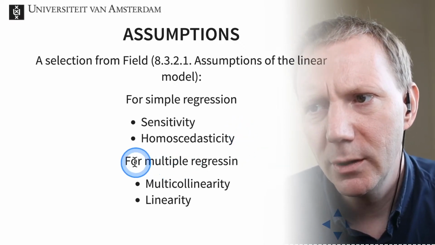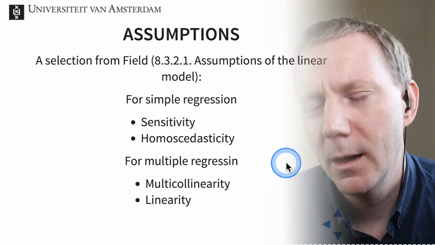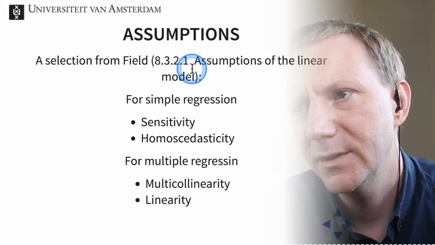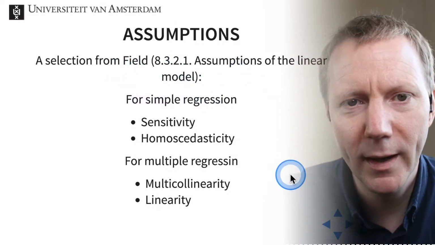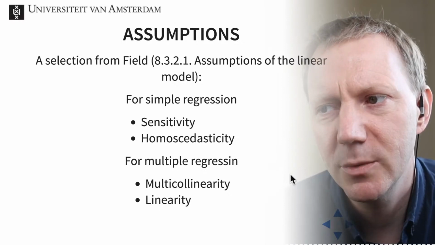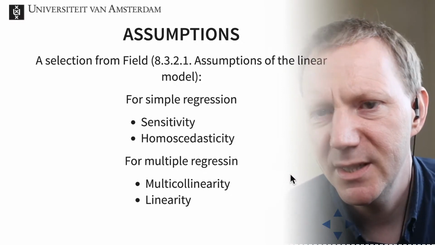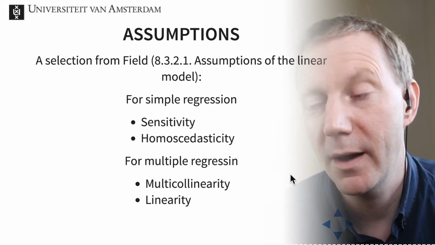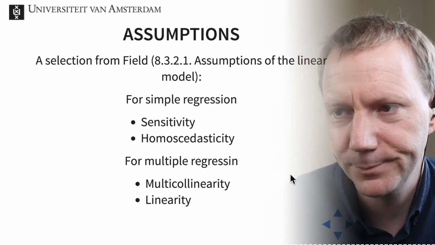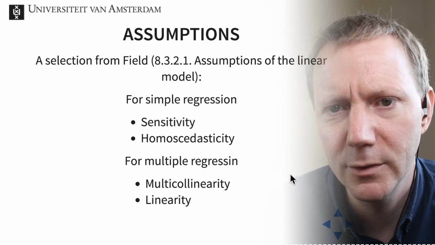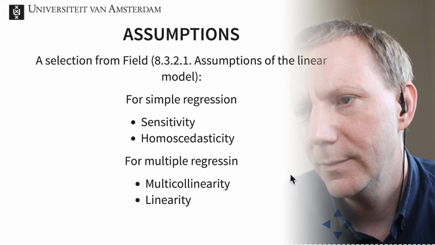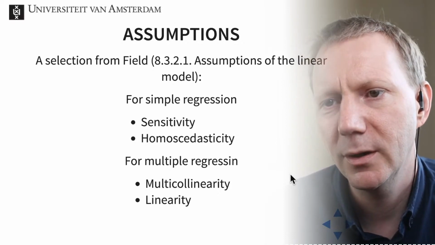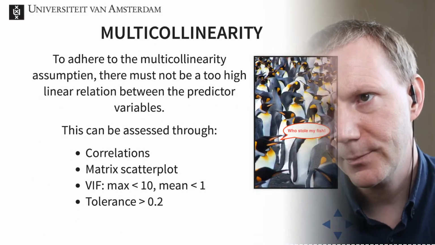The two additional assumptions that I want to mention, and there are more. Field explains quite a list of assumptions that hold for multiple regression, but I've picked these two to elaborate on a little bit further. I think these are the most difficult ones, so that's why I've chosen them for this lecture. The first one is the multicollinearity, and the second one is the linearity. So we'll look at each of those.